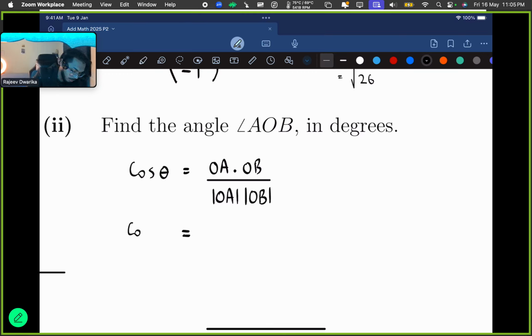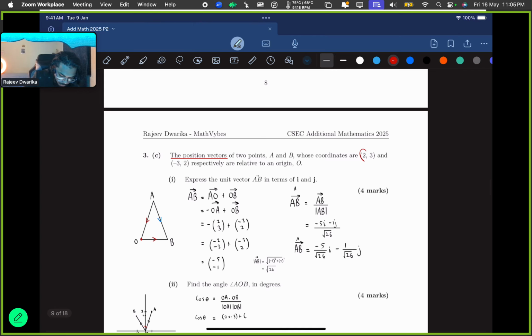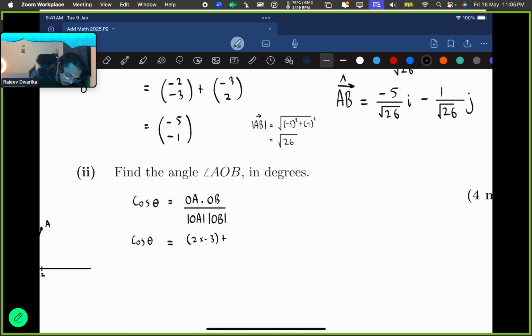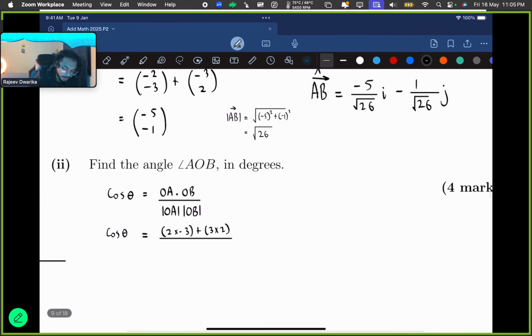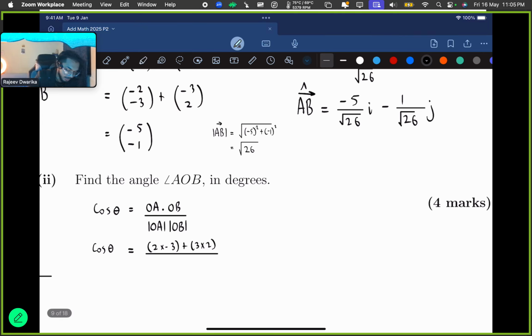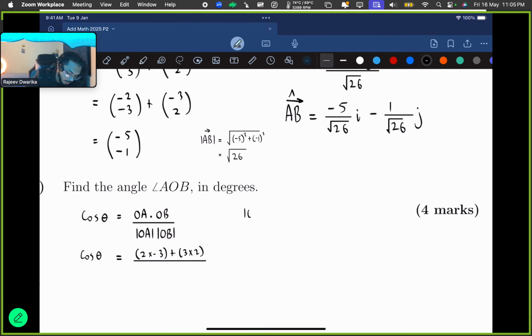So let me work this out. When I find the dot product, I'm going to say 2 by minus 3 plus 3 by 2. Do we really care for the denominator? Nah, you don't get 0 in the numerator. But we're going to find it anyway because we don't want to risk it.